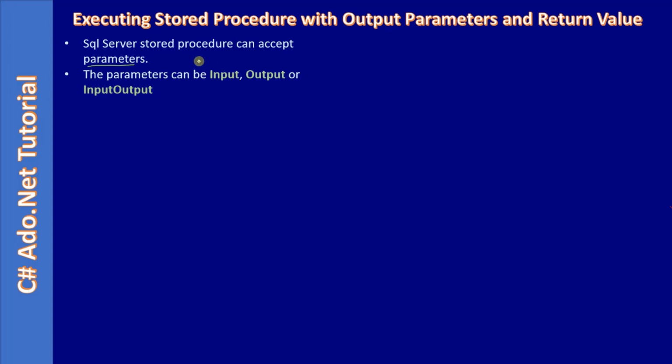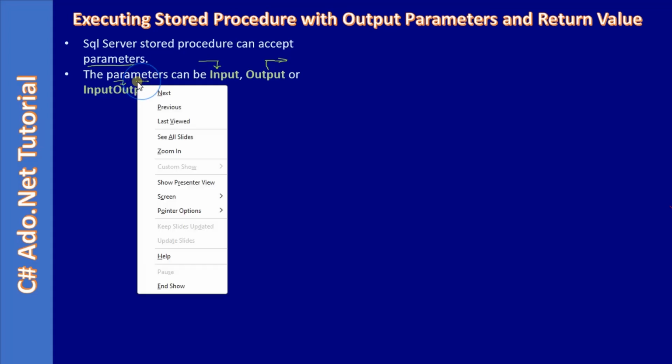That means here the caller will send some value to the stored procedure. With output, the stored procedure will pack some value and send it out to the calling procedure or calling code. Input-output means the direction can be in both. That means the caller can send input and the procedure will execute and pack some output on the same variable.